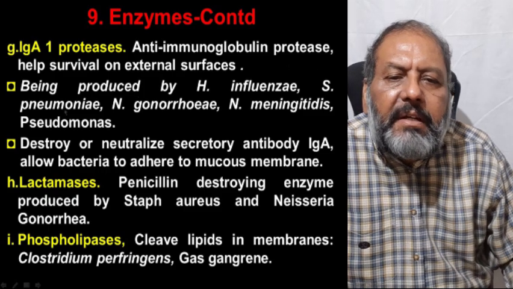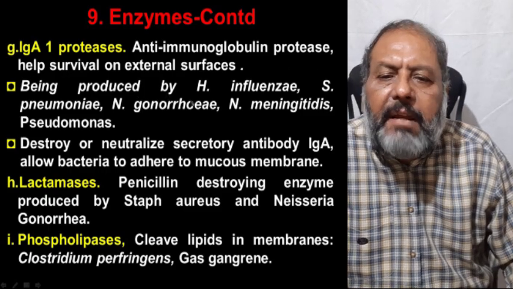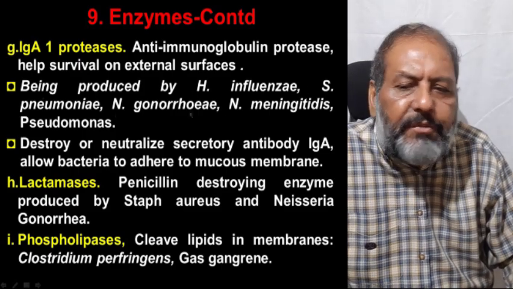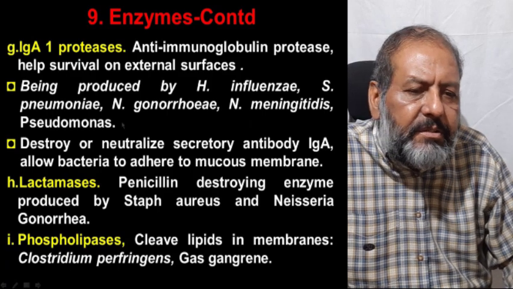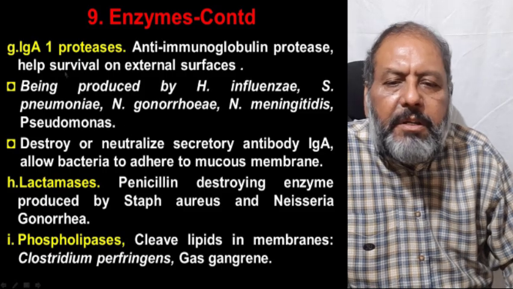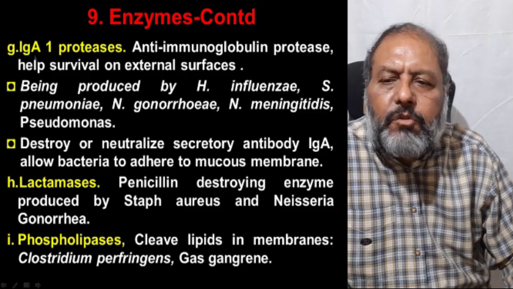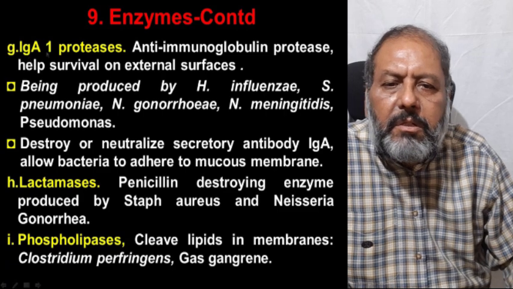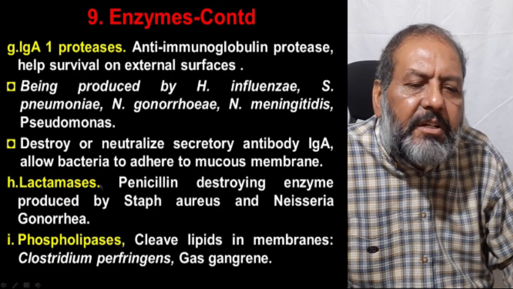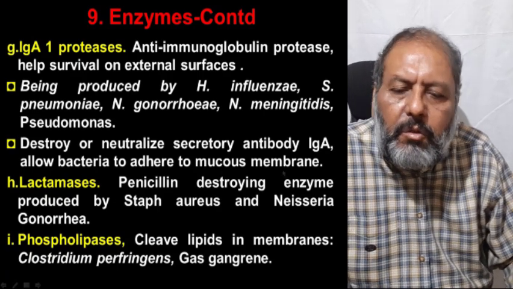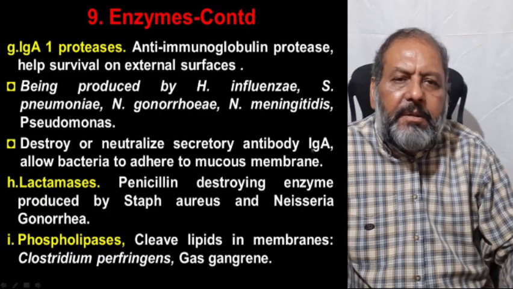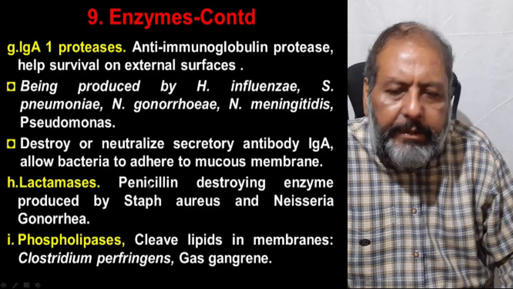IgA proteases, anti-immunoglobulin proteases, help survival on the external surfaces. They are produced by Haemophilus influenzae, Strep pneumoniae, Neisseria gonorrhoeae, Neisseria meningitidis, and Pseudomonas. The IgA antibody is protective in nature, but it is destroyed by the enzyme produced by the bacteria, IgA protease. They destroy or neutralize secretory antibody IgA, and so allow the bacteria to adhere to the mucous membrane. Otherwise, this IgA antibody does not allow the bacteria to adhere.